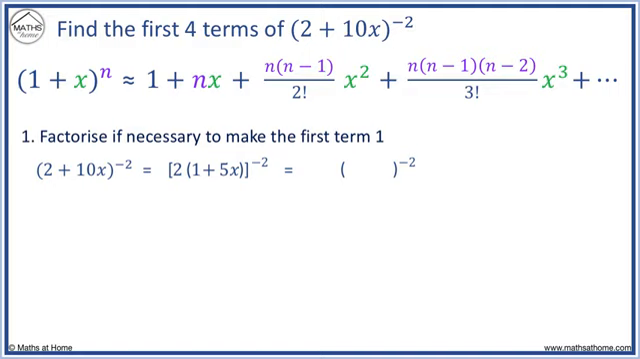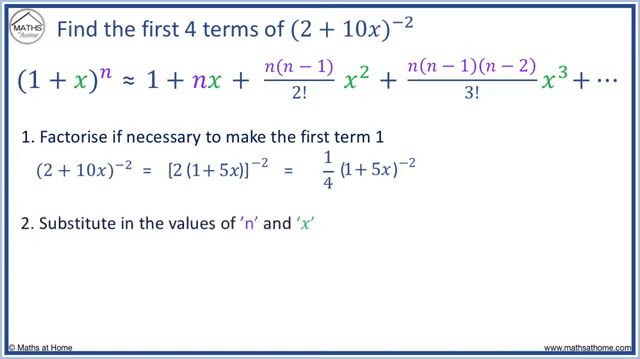2 to the -2 equals 1/4. We can leave 1 plus 5x inside because the first term is now a 1. Now we can substitute the values of n and x into the formula. x is the second term after the 1, which for us is 5x. n is the power, which here is -2. We can substitute into the formula, but we can see that we have 1/4 in front of our binomial brackets, so we write this before our expansion.